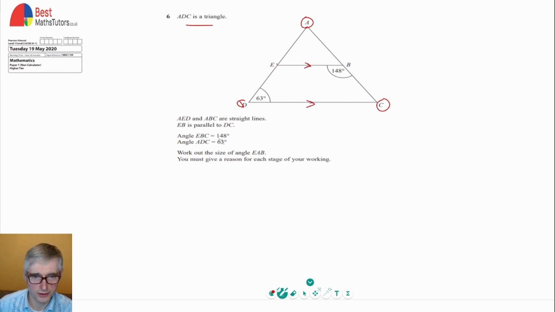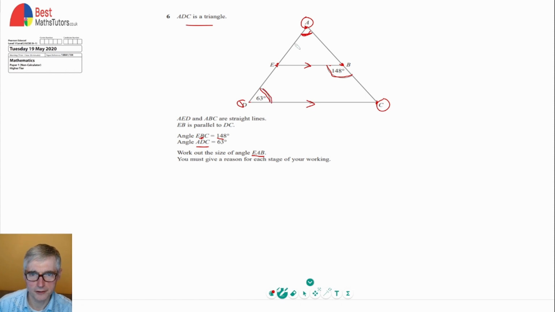It's also giving us the angles here, EBC. And then similarly, ADC, so the angle's at D. And what we've been asked to do is find angle EAB. So EAB. So we're actually looking for the angle at A formed by the lines EA and AB.